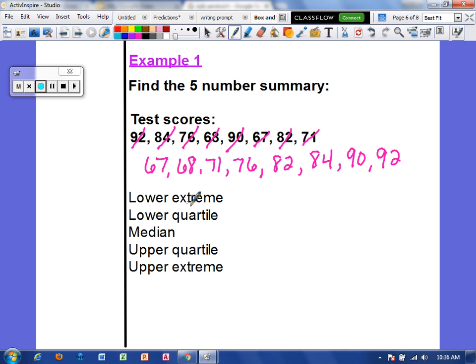So the lower extreme is just going to be the lowest test score, and that would be 67. So while we're at it, let's find the upper extreme. That would be the highest test score. That would be 92.